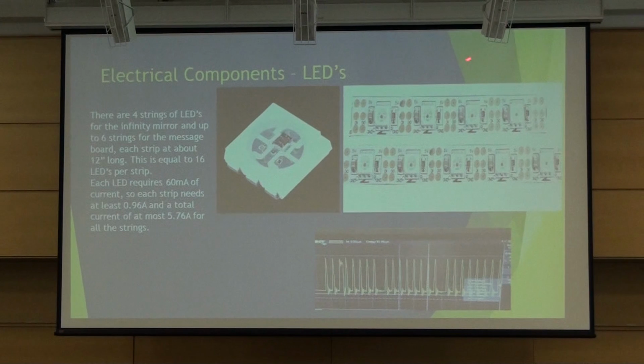Each of these strings that I have here, which are actually black, not white, are about a foot long, meaning that there's about 16 of them per strip. And this means that it runs off of at least 0.96 amps per strip, and at a maximum of 6 strips going at the same time, there can be a maximum of 5.76 amps.